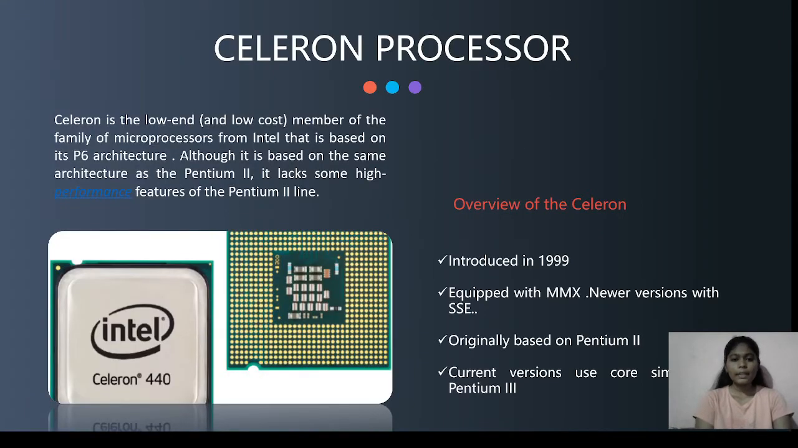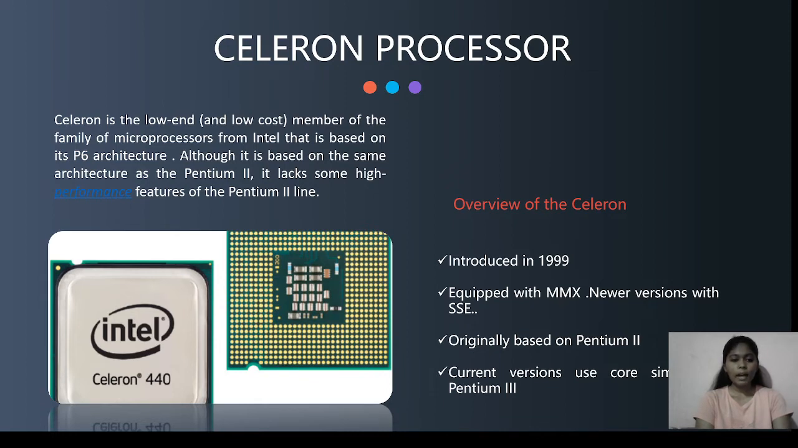So, what is Celeron processor? An overview of the Celeron. Celeron is the low-end member of the family of microprocessors from Intel, and it is based on its basic architecture. Basic architecture performs the primary interface for administering and managing all the projects, and although it is based on the same architecture as the Pentium 2.